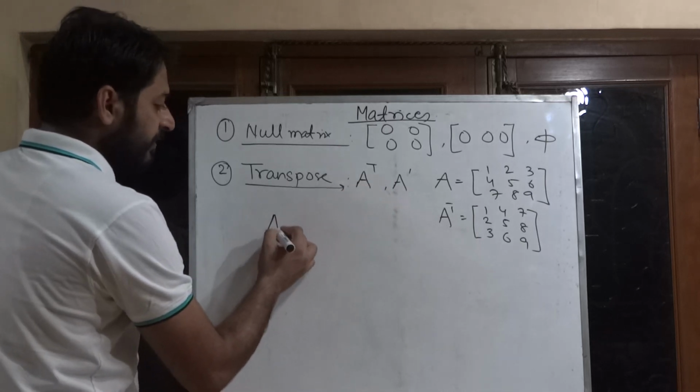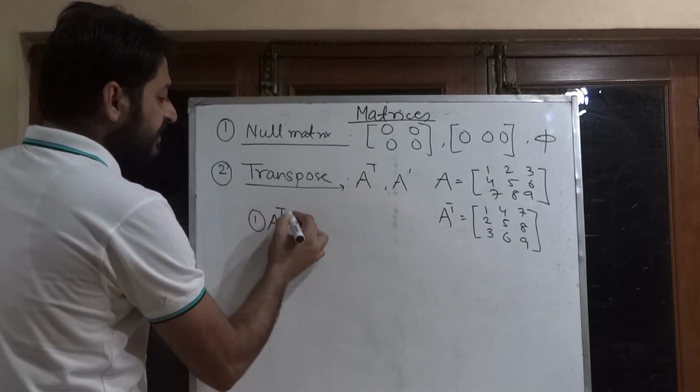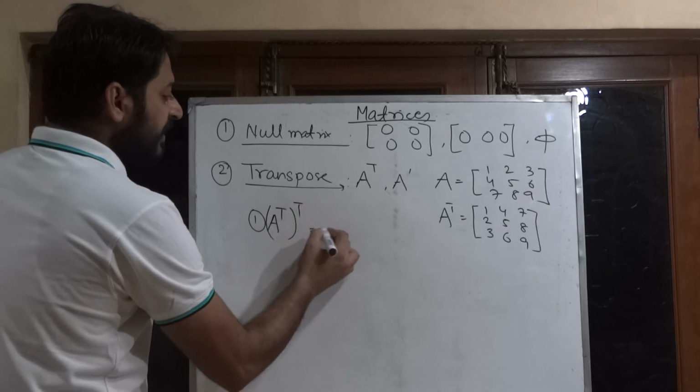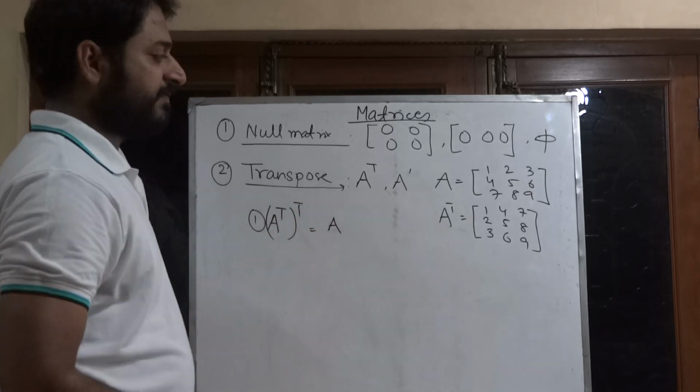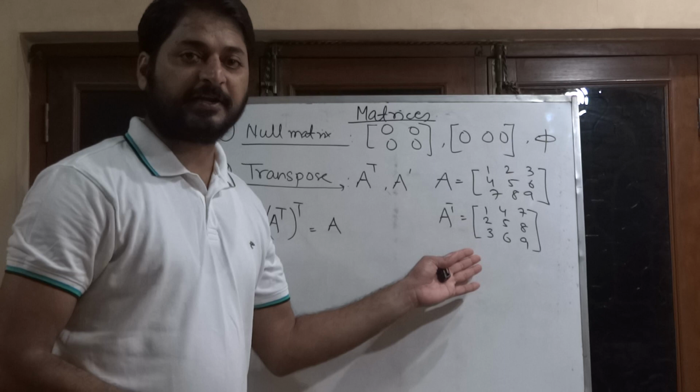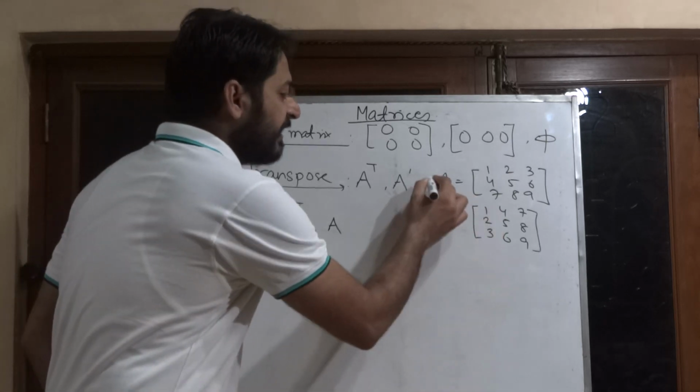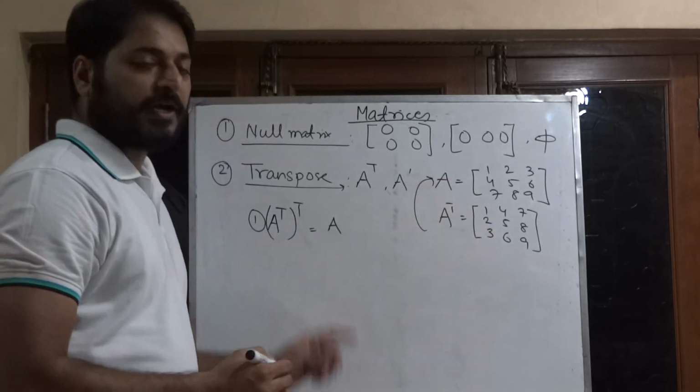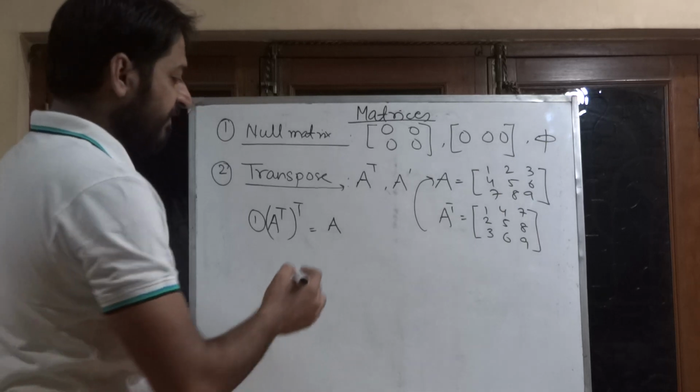The first one: the transpose of the transpose is the matrix itself. That is, if you again transpose this matrix, you will get back the matrix A. So the transpose of the transpose is the matrix itself.